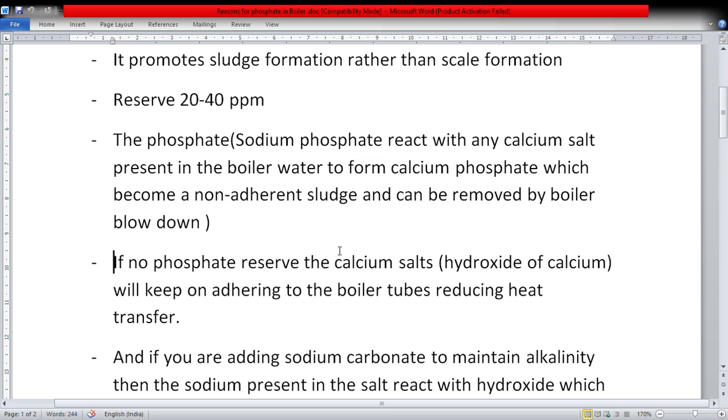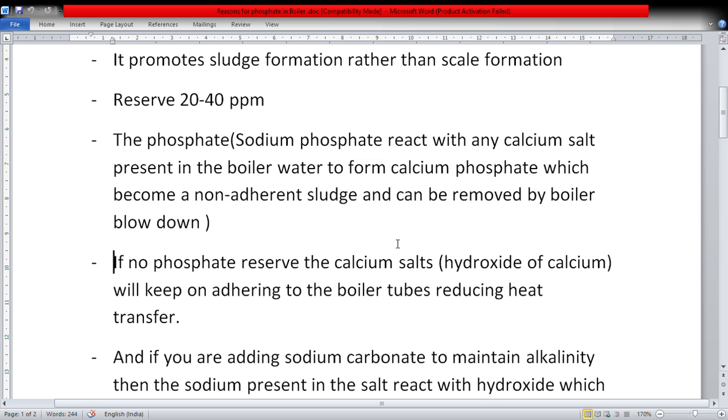Everything about the boiler, what the alarms and trips are, boiler water treatment, how we do it, what all chemicals we add, oxygen scavengers, everything about the boiler is available in the video. You can search there. I have already covered it long back.